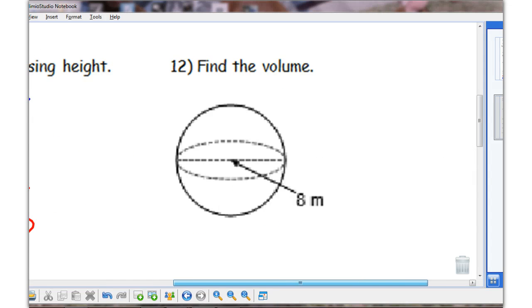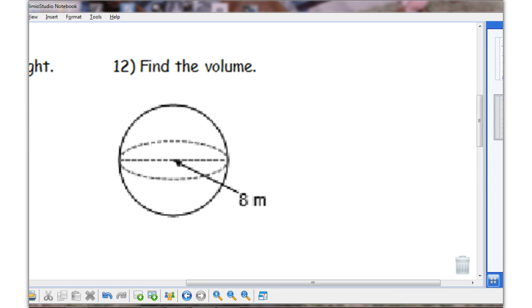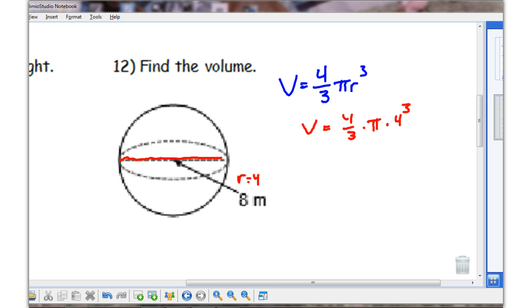Number 12. Find the volume, and this is a sphere, a whole sphere this time. So the volume for a sphere is 4/3 pi r cubed. And here the radius, well, they gave us the whole diameter, which is 8, so the radius is 4. So we're going to do 4/3 times pi times 4 cubed. If you have a calculator that doesn't have the exponent button, remember 4 cubed is just 4 times 4 times 4. So when we multiply all that out, I'm going to use 3.14. And multiplying that out, that gives me 267.9 meters cubed, or cubic meters.